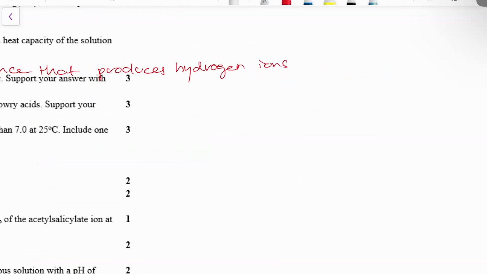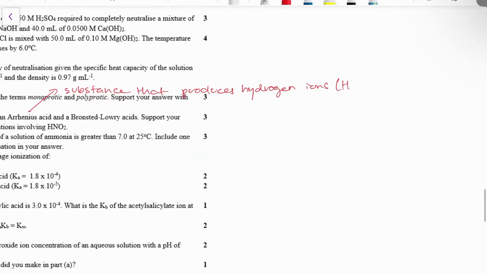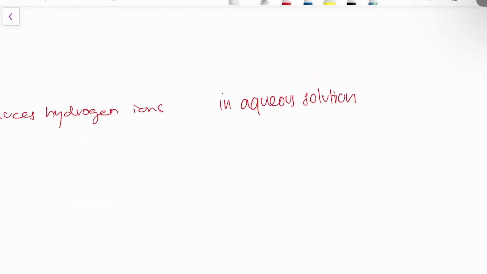And then you can include extra detail in your answer. This is a chemistry exam, so anytime you can include chemical formulas or chemical equations, you include that. So it's a substance that produces hydrogen ions, H plus, in aqueous solution. So aqueous solution state is something that you also include in a chemical formula. So what we might even do is maybe you don't want to put the formula here, and we might put the formula at the end, and what we'll do is we'll include states in it as well. So something like this.